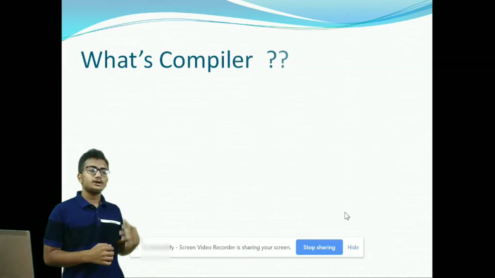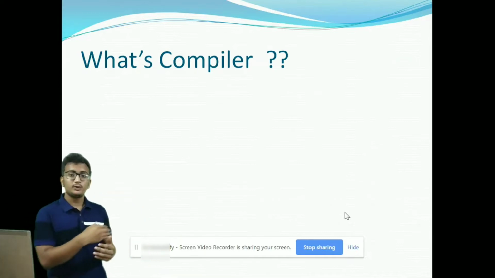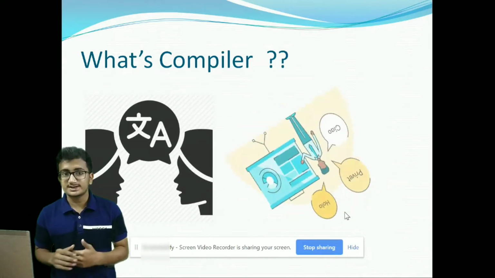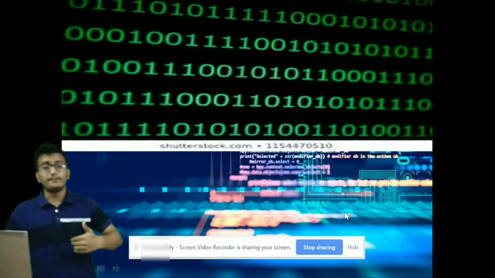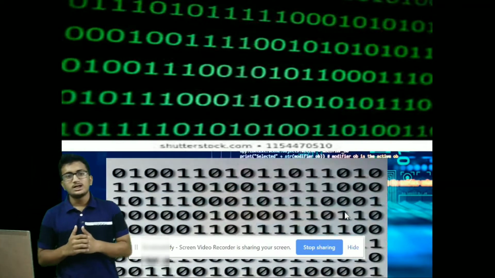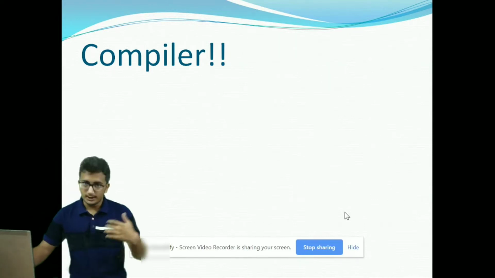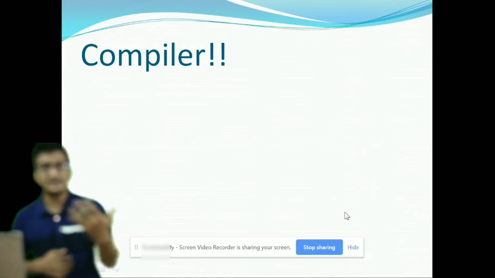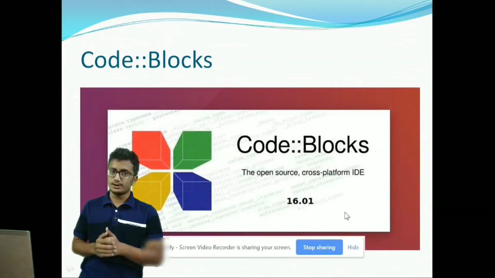So eventually when a US person meets a Chinese guy, then they both will need a translator. In that way, computer cannot understand our language, right? So we speak English, computer needs a binary language which is called 0101 language. So computer understands 01 language and we understand English language, right? So compiler is basically a translator which translates our language into the language of computer, right?